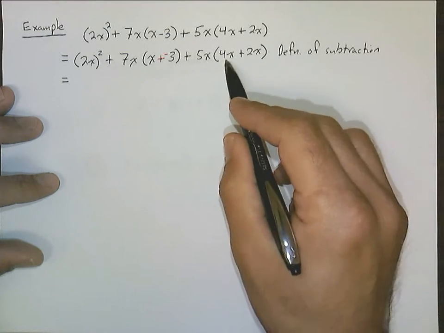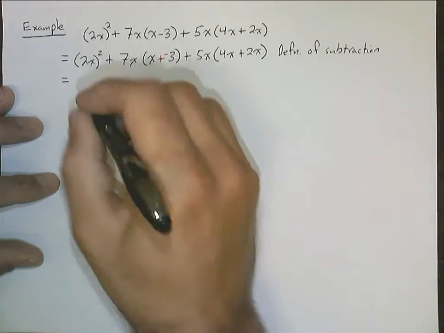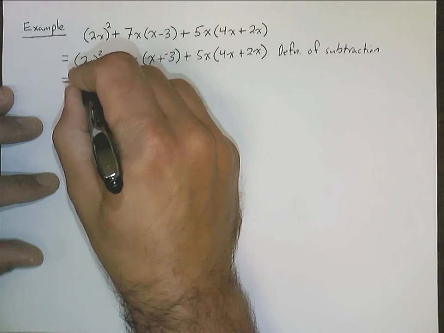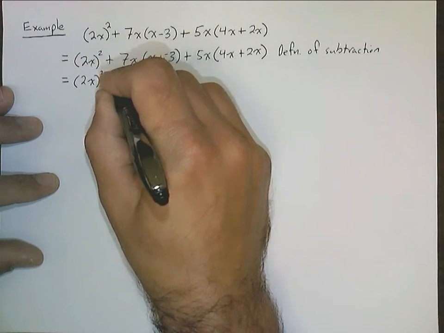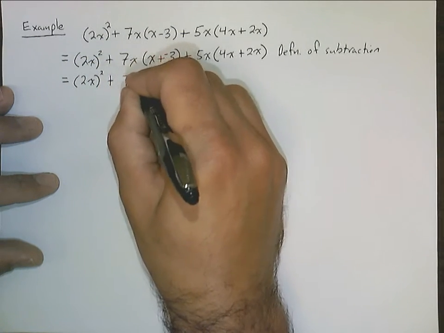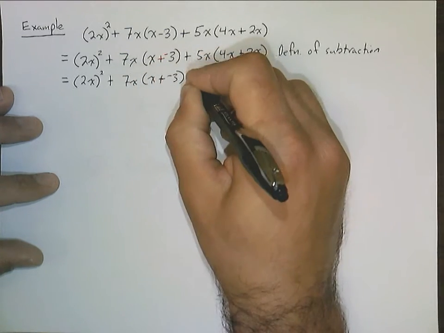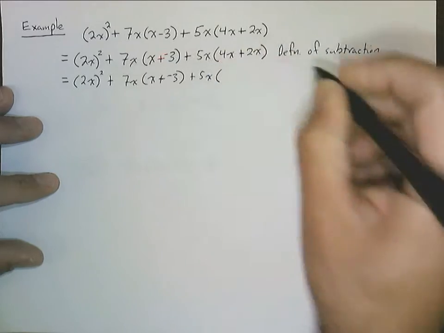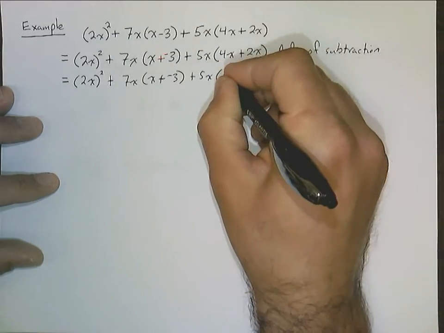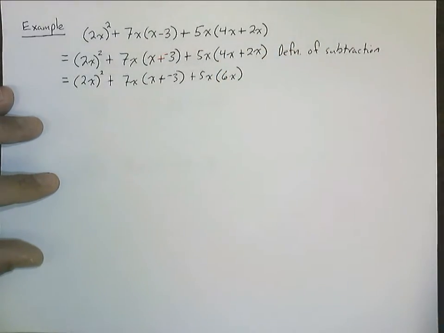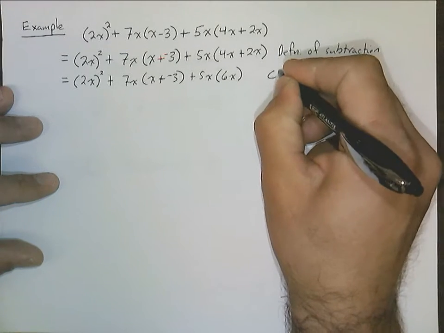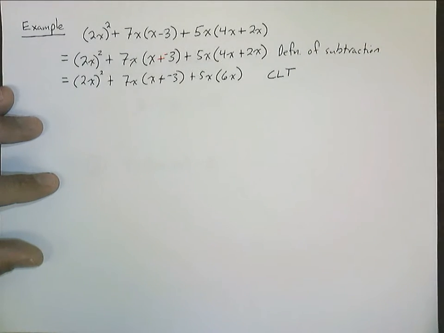So we'll just do this addition in here. 4x plus 2x is, of course, 6x. So everything else is going to stay the same. 2x squared plus 7x times x plus negative 3 plus 5x times, now 4x plus 2x is 6x. The reason we can do that is just combining like terms. No big deal.